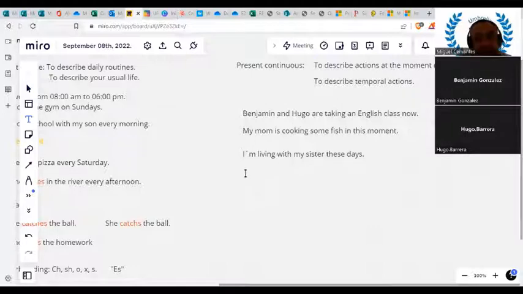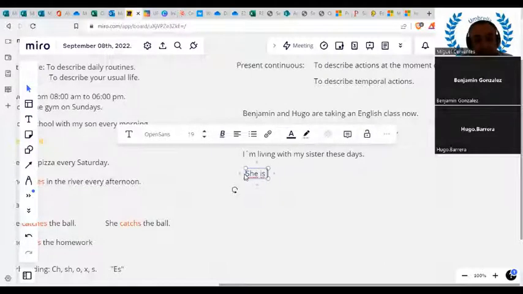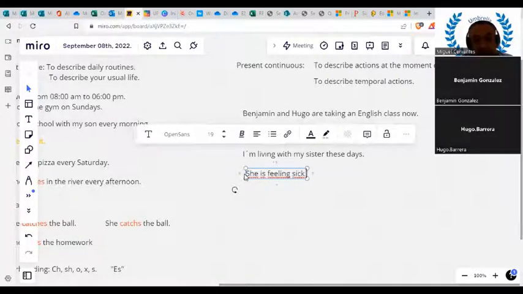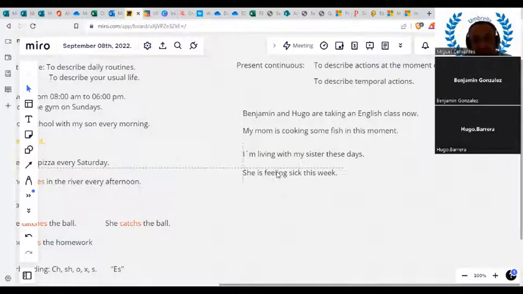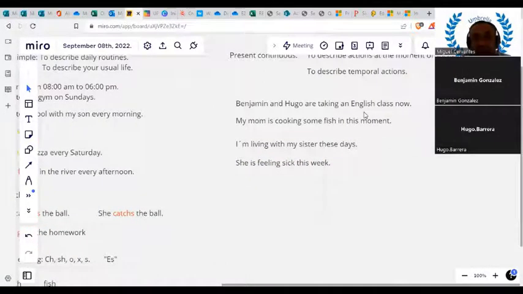Or, for example, let's say, she's feeling sick this week. Okay? She's feeling sick this week. It's another example of describing temporal actions. Please, Hugo, can you tell me one example using this function, to describe temporal actions, please?